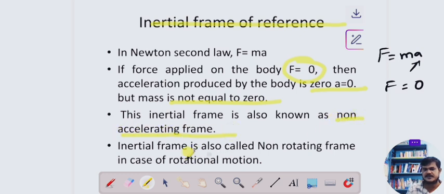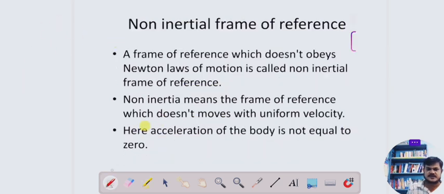Non-accelerating frame. So the inertial frame is also called a non-rotating frame in case of rotational motion. Now we are dealing with rectilinear motion. In case of rotational motion, the inertial frame is called a non-rotating frame. Clear? Now we will learn about the non-inertial frame of reference.